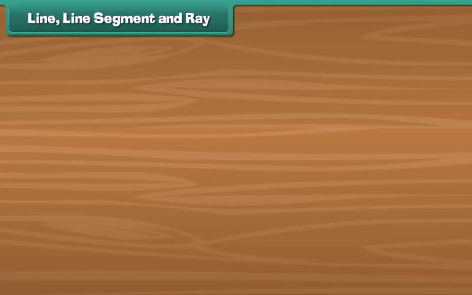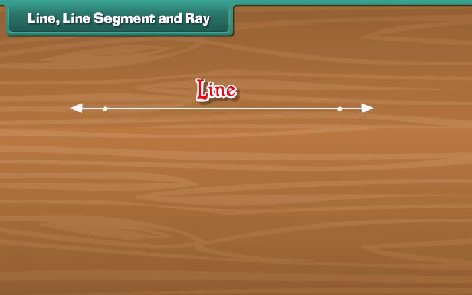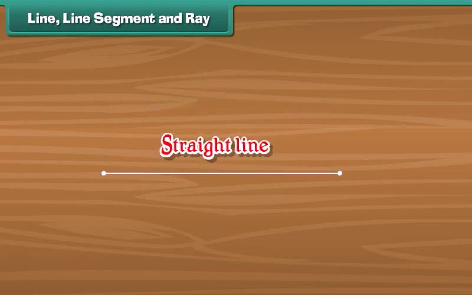Line, line segment, and ray. A line is a group of points on a straight path. Plot 2 points. Join them. The result is a straight line. A line has no endpoints. It can be extended infinitely from both sides.